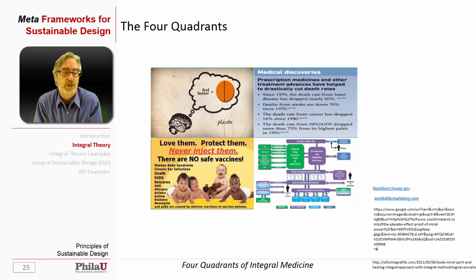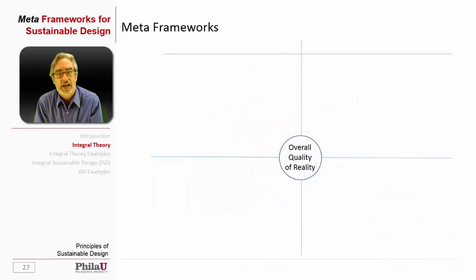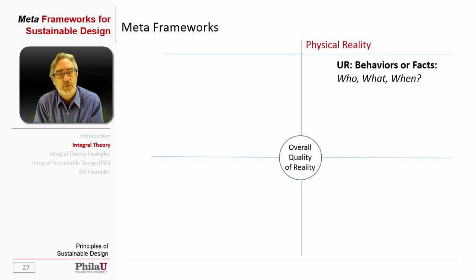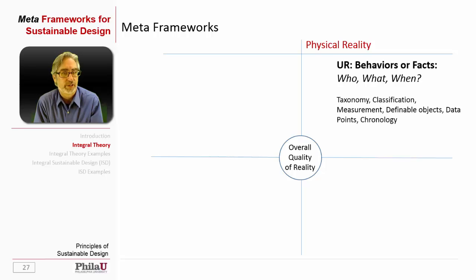I'm going to be giving you lots more examples in the set of lectures as we move forward, but I just want to give you a sense of that. Now, how we use integral theory here in the Sustainable Design program is we think about physical reality, the who, what, and when. I think this is a much more basic way to understand these. So this quadrant is really about answering the basic, measurable, physical questions that might come up. So this is taxonomy, classification, measurement, chronology.